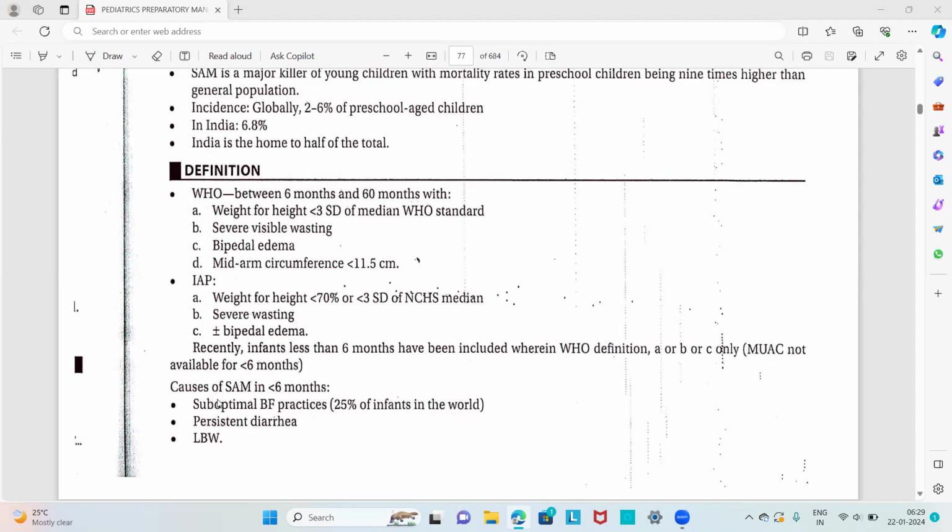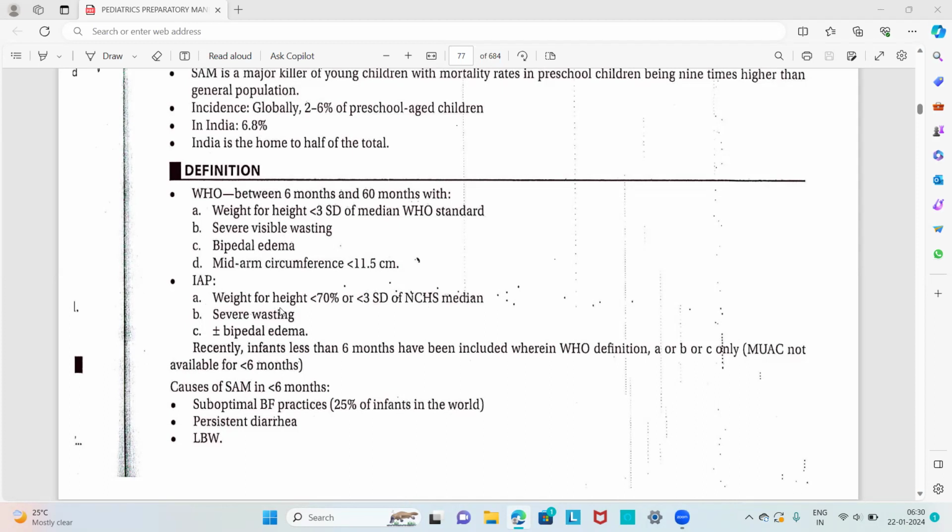The causes of severe acute malnutrition in those less than 6 months are suboptimal breastfeeding practices, persistent diarrhea, and low birth weight. So these are the causes for severe acute malnutrition in those less than 6 months. So these are the WHO definition and the IAP definition for severe acute malnutrition.